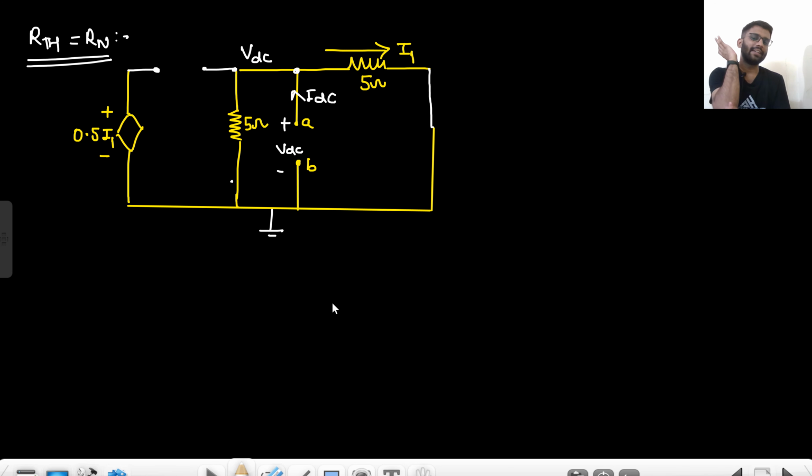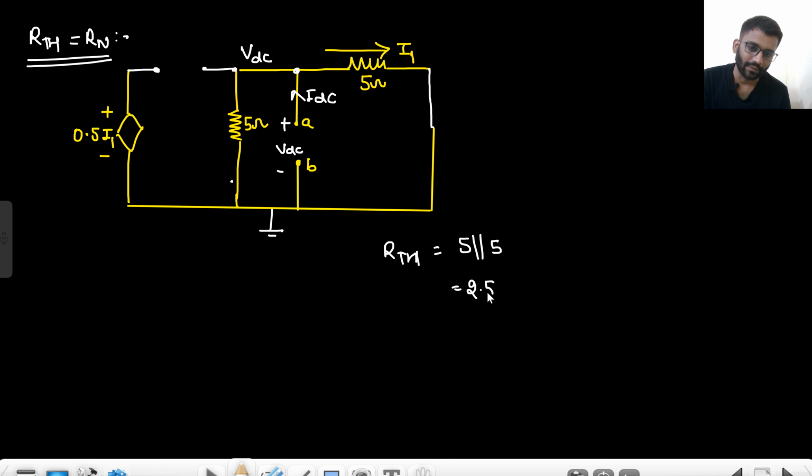Now this is also short circuited. So no need to apply VDC and IDC this time, because you can see across AB there is a 5 ohm resistance and there is a 5 ohm resistance. So basically RTH is equal to 5 ohm parallel with 5 ohm, that means 2.5 ohm. What happened to this? This is gone because this is open circuited. What is the current in this terminal? 0 ampere, right? Because this is open circuited.